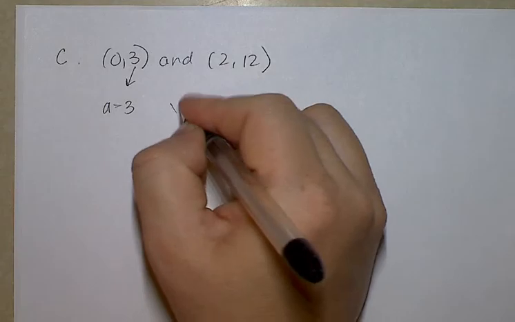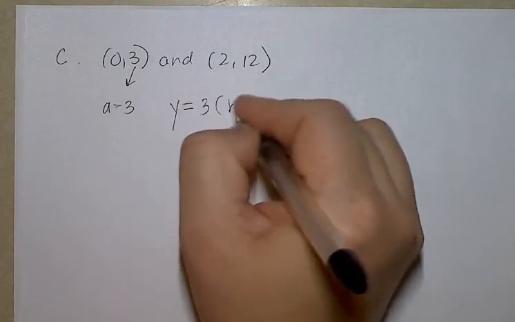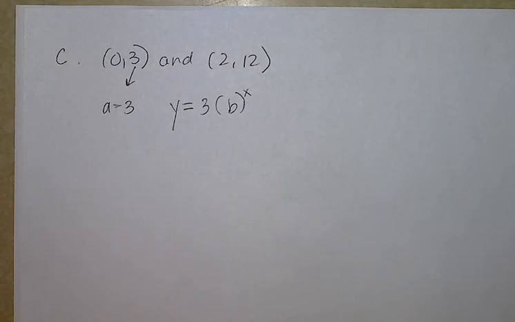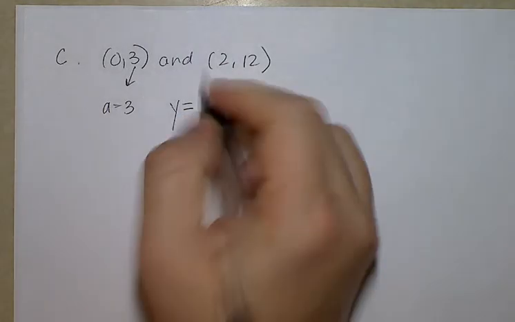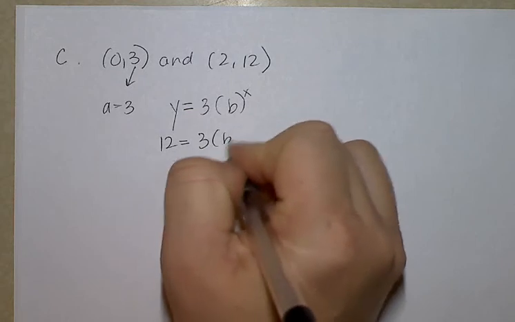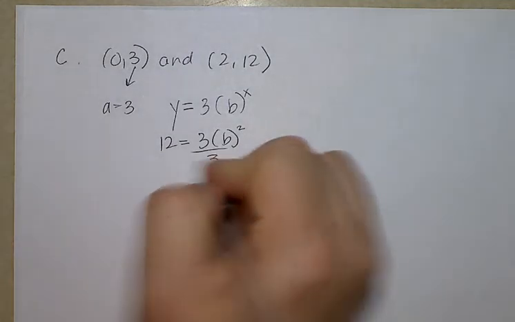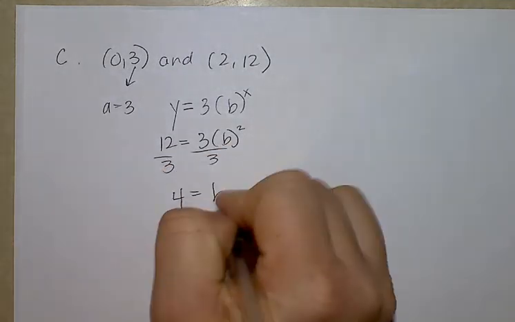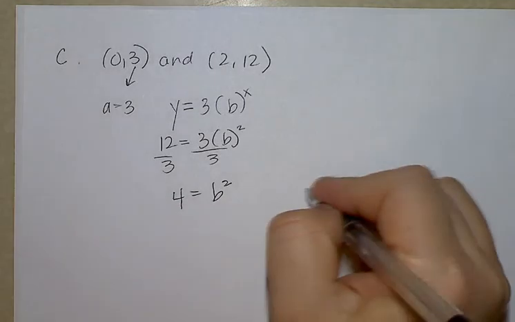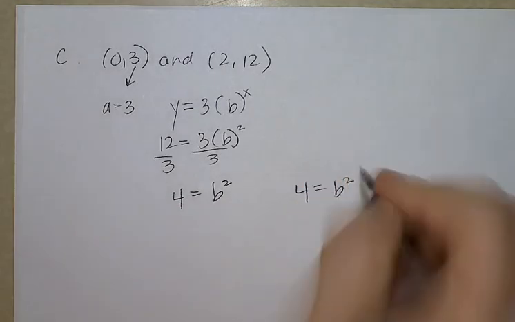Then we have y equals 3 times the quantity b raised to the x. I'm going to replace the x and y with a 2 and a 12. And we're going to isolate the b squared by first dividing by 3. And I want to show you 2 different ways, so I'm going to write this twice. 2 different ways that mean the exact same thing.